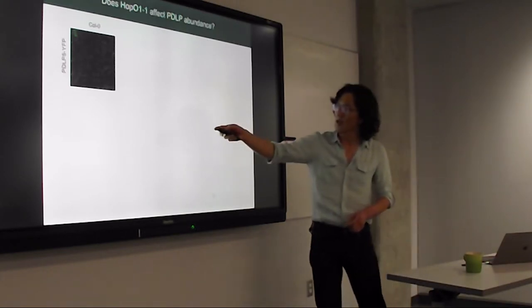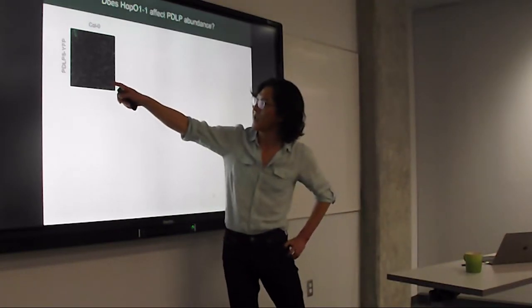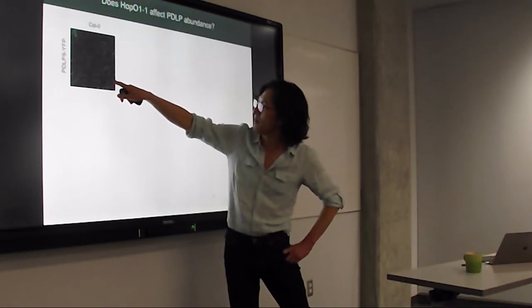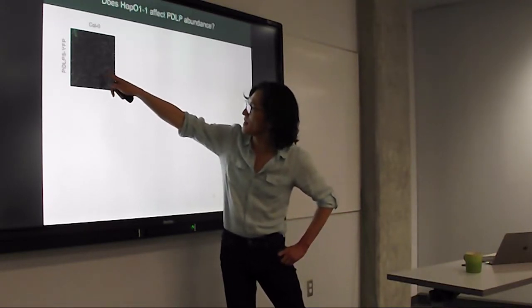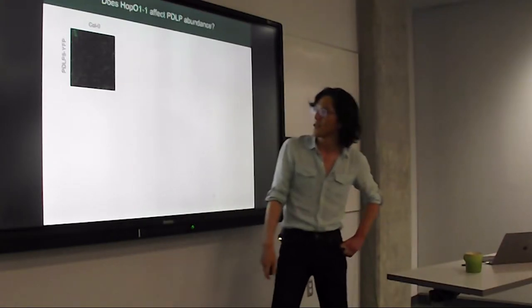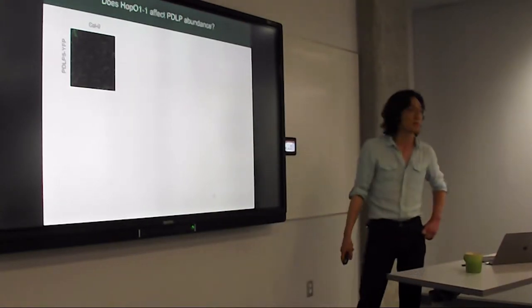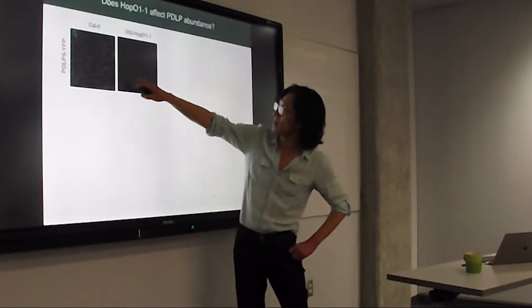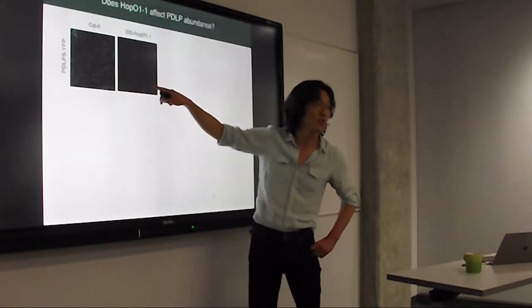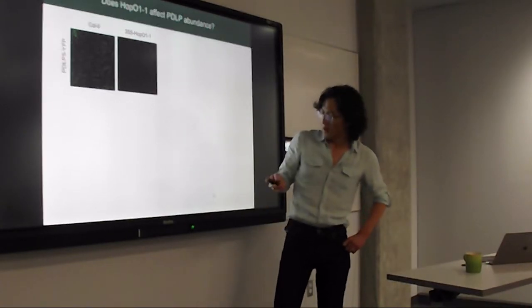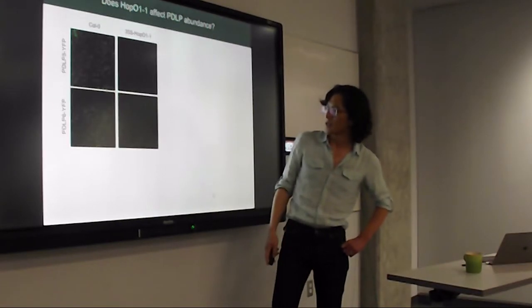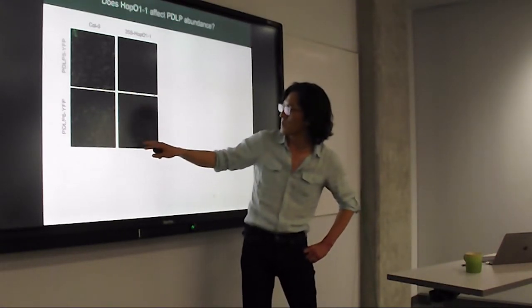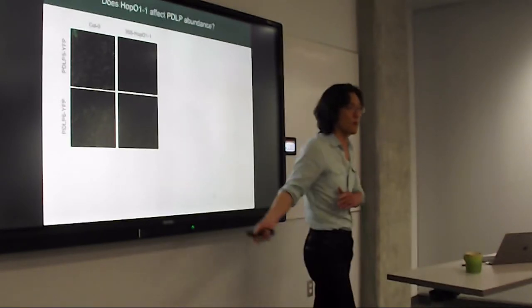So this is PDLP5-YFP in the Columbia background. You can see the green signal outlining the plant epidermal cell, and you can also see these strong spots localizing to the plasmodesmata. Compared to the Columbia background, in the overexpressor line, if you only look at the signal intensity, it looks much dimmer here. And if you compare the signal intensity of PDLP6 in Columbia and in the HPV1 overexpressor background, they look pretty comparable.